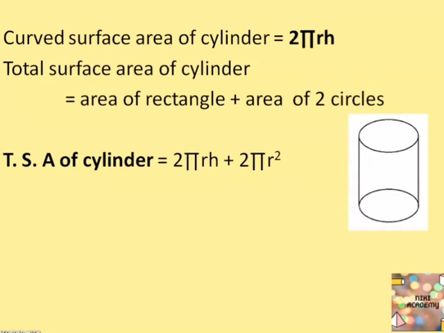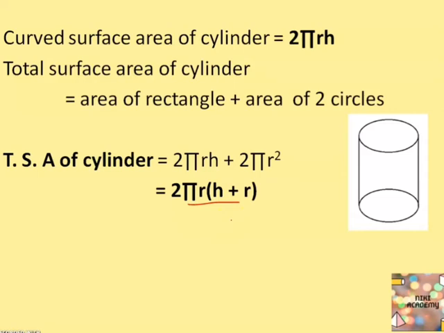We have 2 circles. One circle is pi r squared, so 2 circles is 2 pi r squared. We have 2 pi r as common in both the terms, so we write it as 2 pi r into (h plus r). We have found the total surface area of the cylinder now.